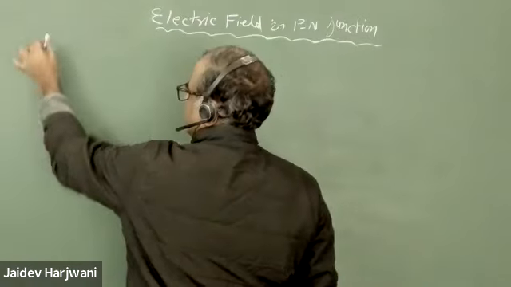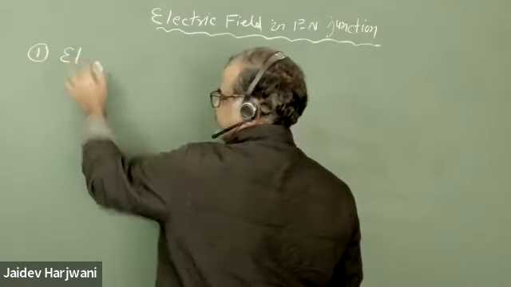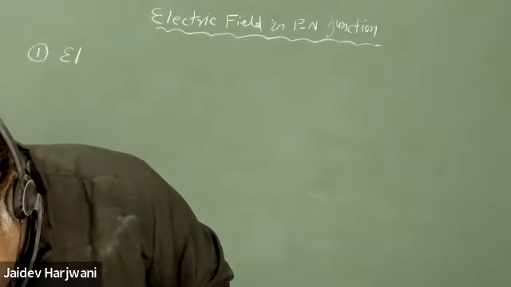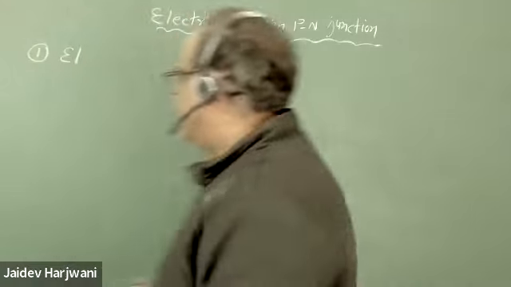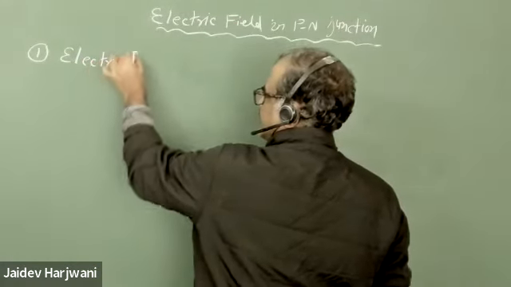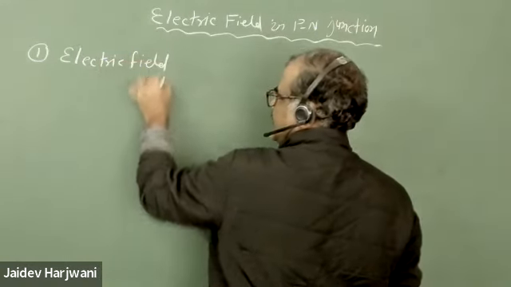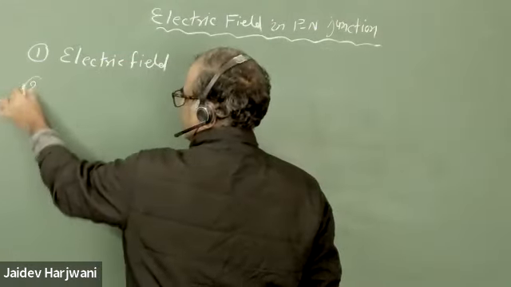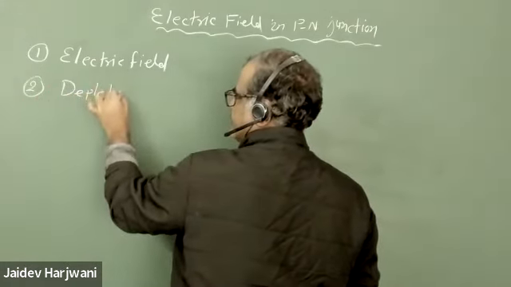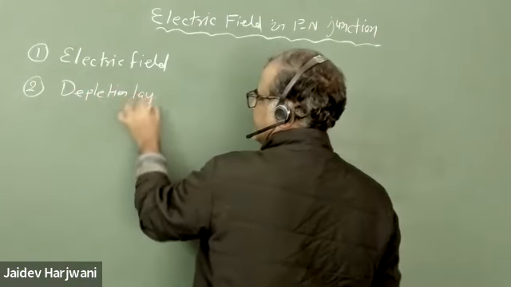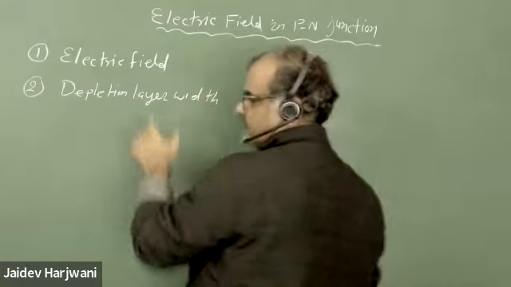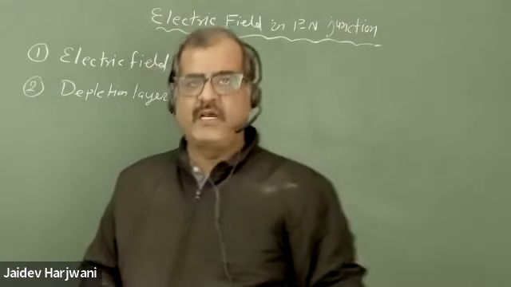Today I'm going to calculate the electric field, as well as the depletion layer width. I'll derive the expression for depletion layer width, and we'll see how this depletion layer width depends on the applied voltage.